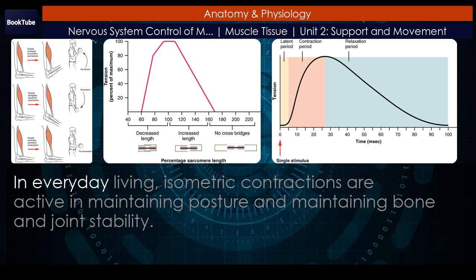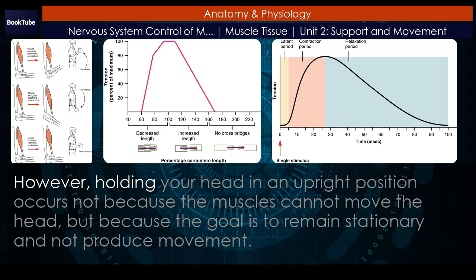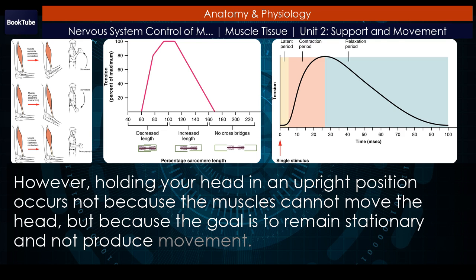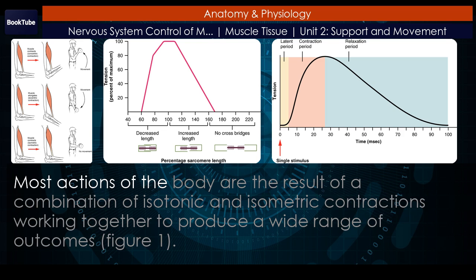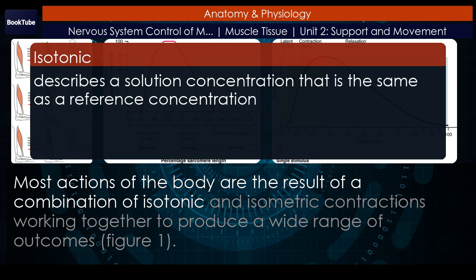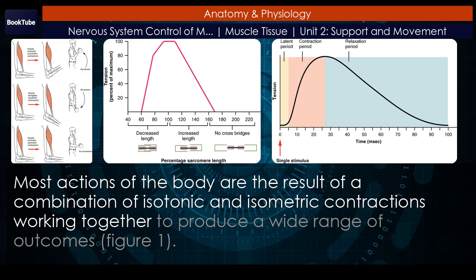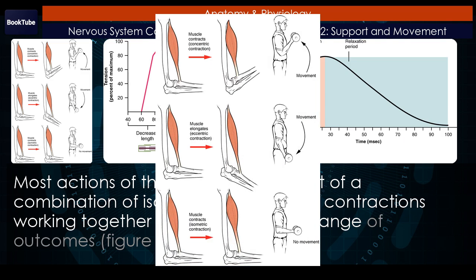In everyday living, isometric contractions are active in maintaining posture and maintaining bone and joint stability. However, holding your head in an upright position occurs not because the muscles cannot move the head, but because the goal is to remain stationary and not produce movement. Most actions of the body are the result of a combination of isotonic and isometric contractions, working together to produce a wide range of outcomes.